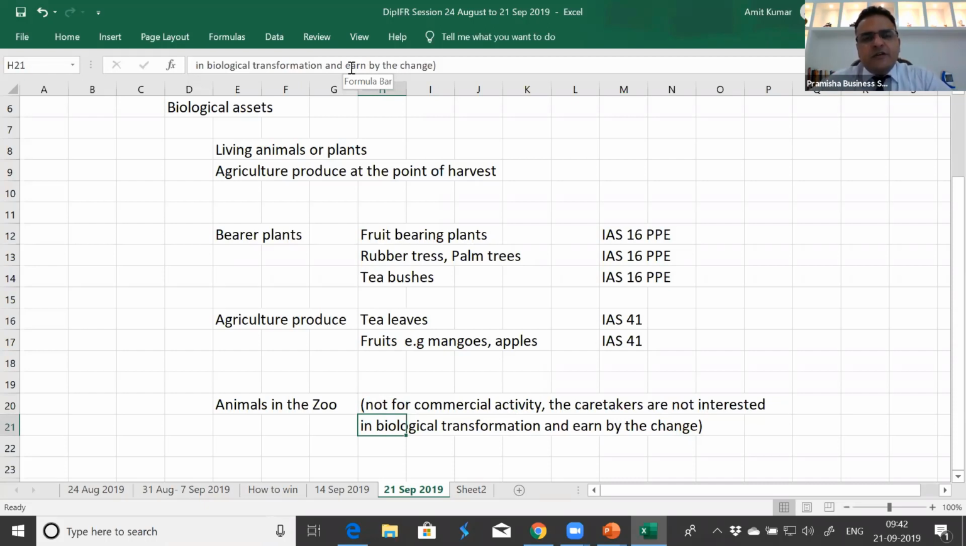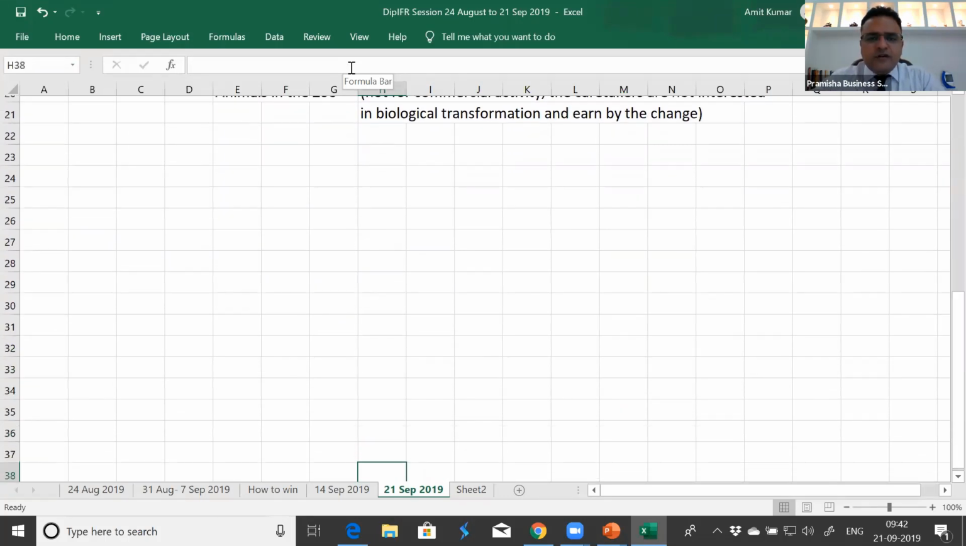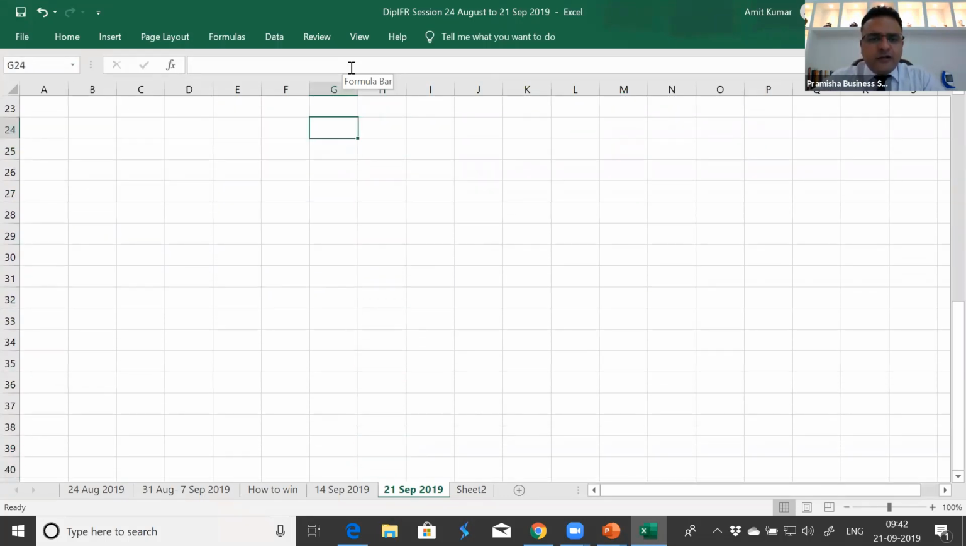There were 50 sheep which were 1 year old. There are 75 sheep, newborns. The older ones have turned 2 years now. The newborns are 15 in number, 20 in number. We bought 10 from outside, which were 3 years old. So the biological transformation is happening not only in terms of quantity, but also in terms of quality.